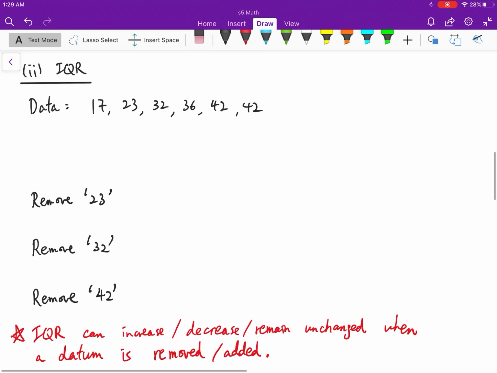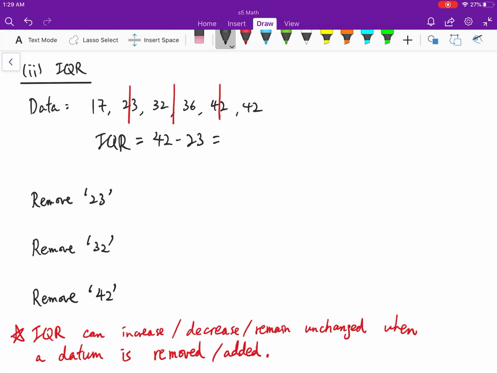So now we go to the IQR. So again, we use the same set of data. But this time, let's try to look at IQR instead of the range. So first, we can find the IQR of this set of data. Do you remember how to find the IQR? You cut it into half, and then 42 is Q3, 23 is Q1, so we get 42 minus 23, which is 19.